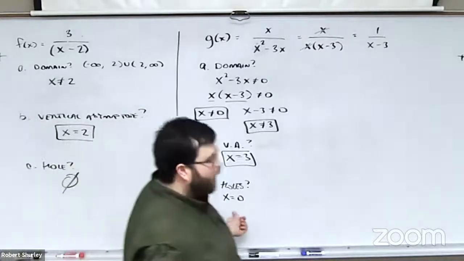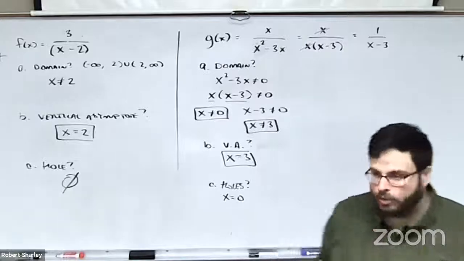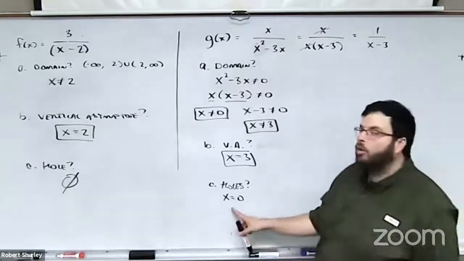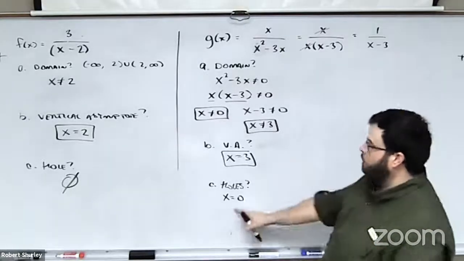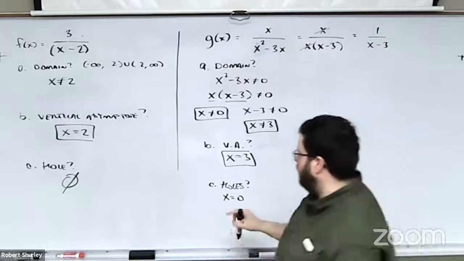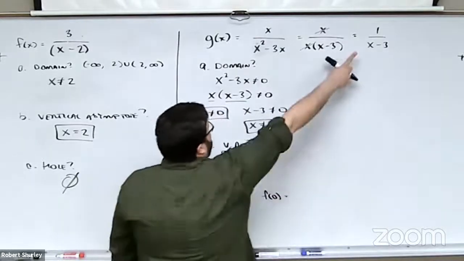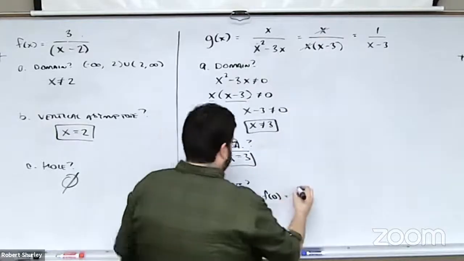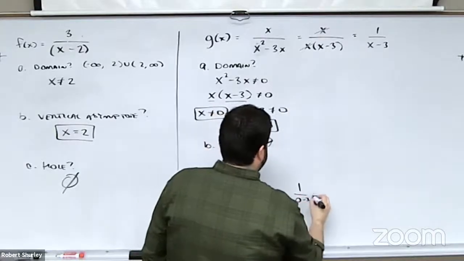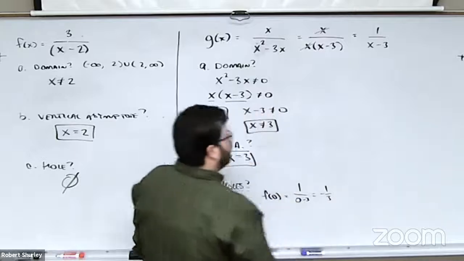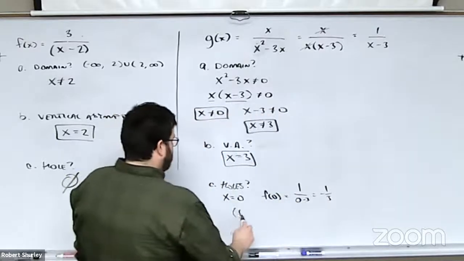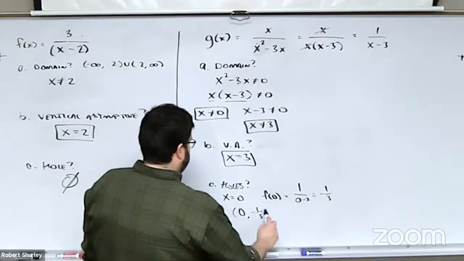Now, to find the y value of the hole, we go to this simplified version and we plug in the x value. So I'm going to plug in 0 into the simplified function, and I would get 1 over 0 minus 3. I get negative 1/3. So I wind up with 0, negative 1/3.